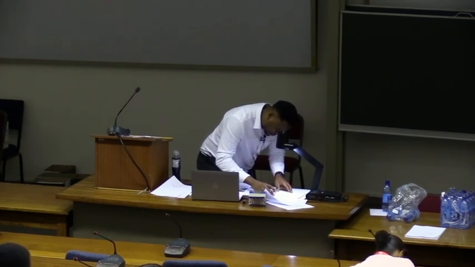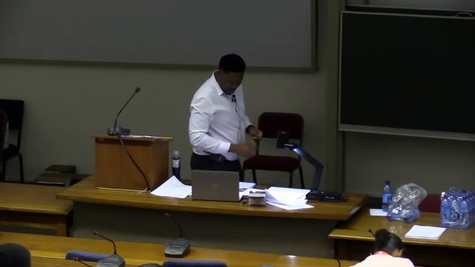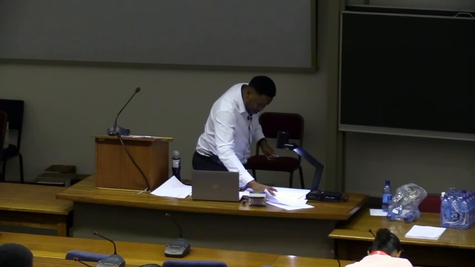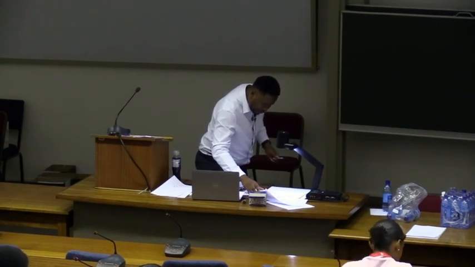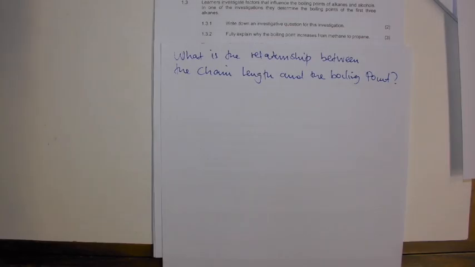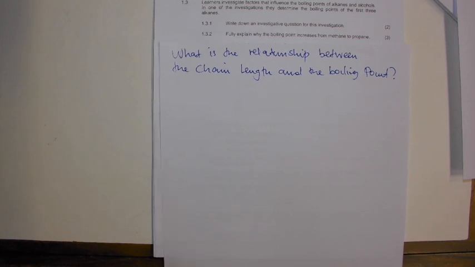Fully explain why the boiling point increases from methane to propane. Methane has got one carbon. Remember one thing, guys: the investigative question is, what is the relationship between the chain length and the boiling point, because it does not have to have a yes or no answer. The next question reads as follows. Fully explain why the boiling point increases from methane to propane. Methane has got only one carbon, propane has got how many?